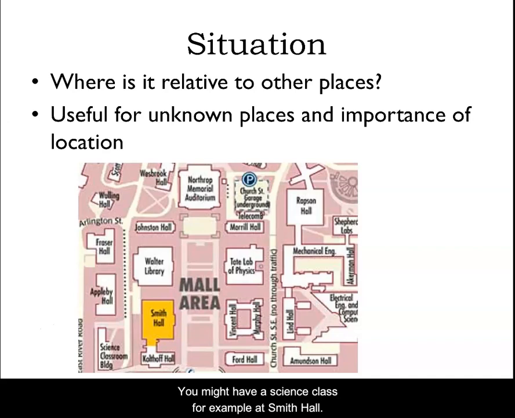You might have a science class, for example, in Smith Hall, and you don't know where that is, but you ask and someone says, yeah, if you just go to the mall area, it's on the left-hand side as you're walking towards Northrop. Well, that's using situation to explain where you are. It'd be just like saying, well, I don't know how to get to Bella Pizza in Cottage Grove, but someone might say, well, if you go to Dairy Queen and then you take the right turn right before Dairy Queen and go down into that little strip mall, there's Bella Pizza there.